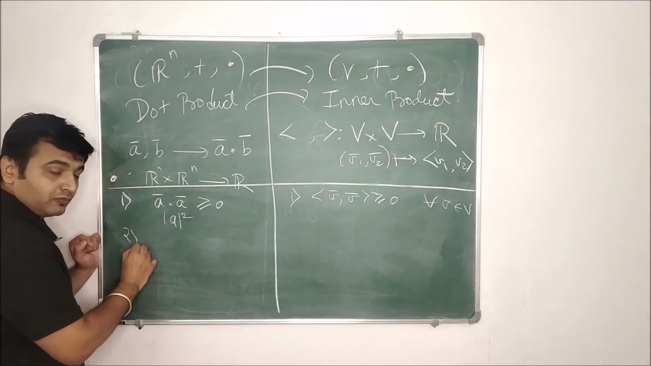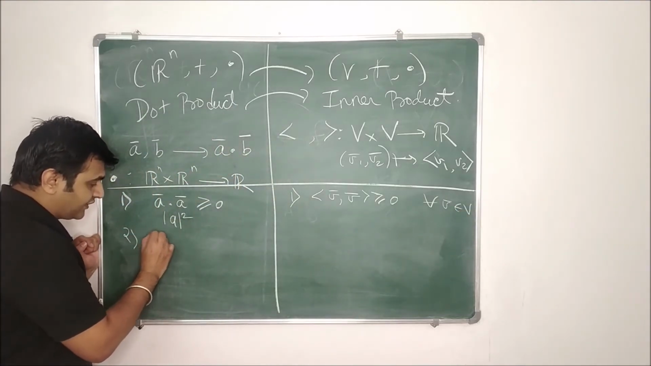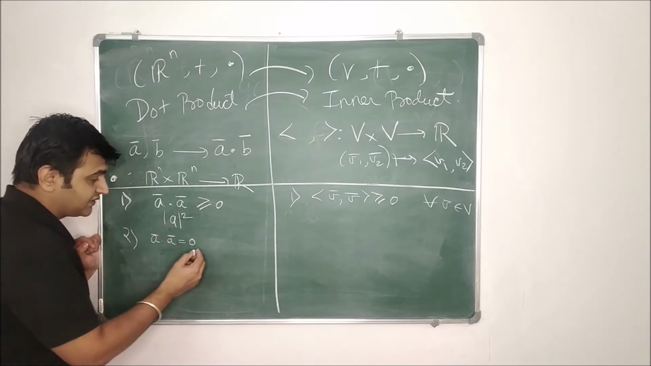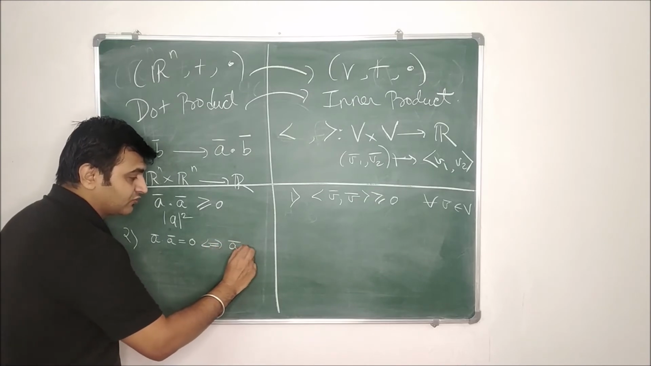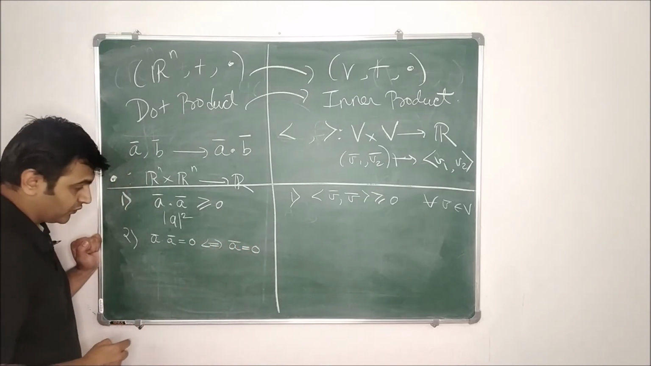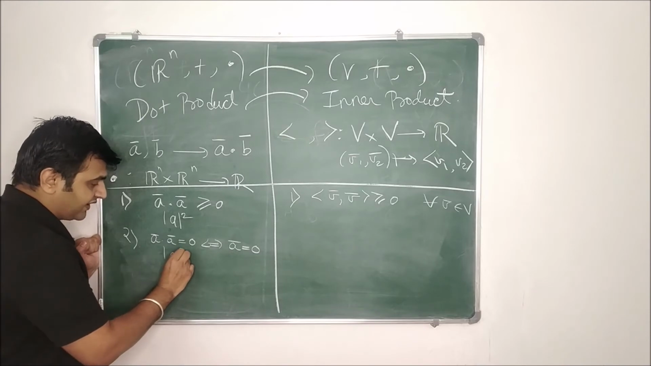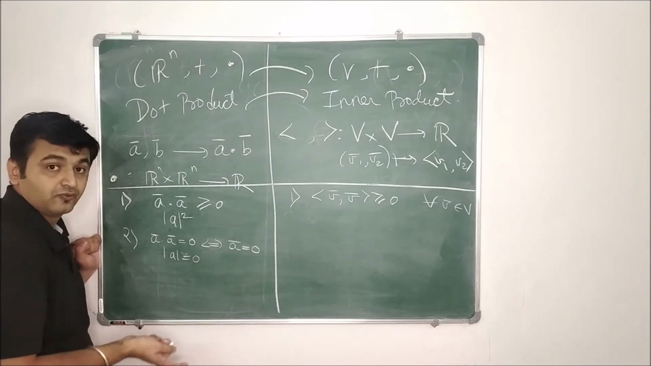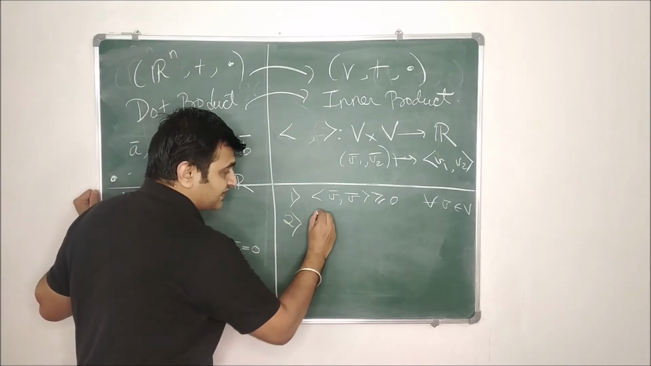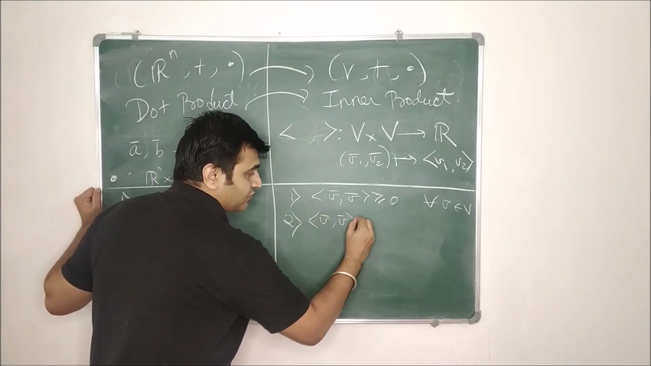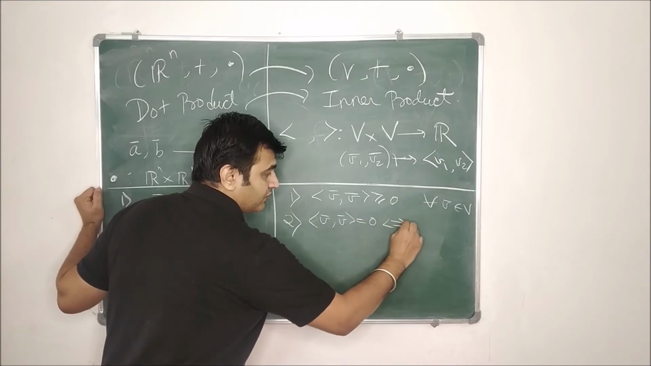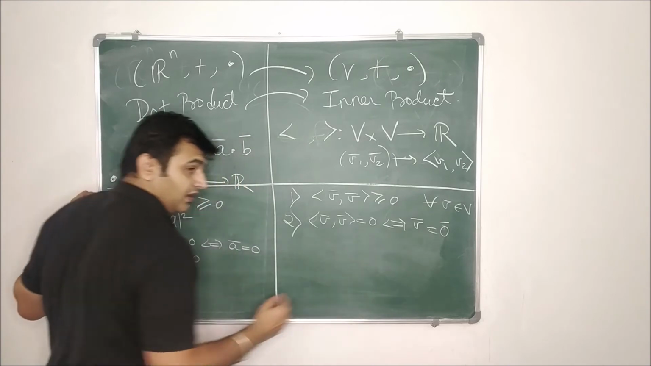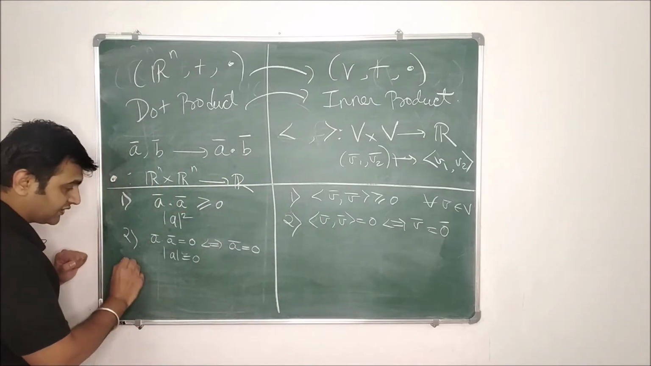What is the second thing you observe? Suppose A dot A is 0. This means mod of A squared is 0, which means mod A is 0, that means A is 0. That vector has to be the zero vector. So therefore the second property you will see is that the inner product is 0 if and only if that vector is the zero vector. Good? Okay.